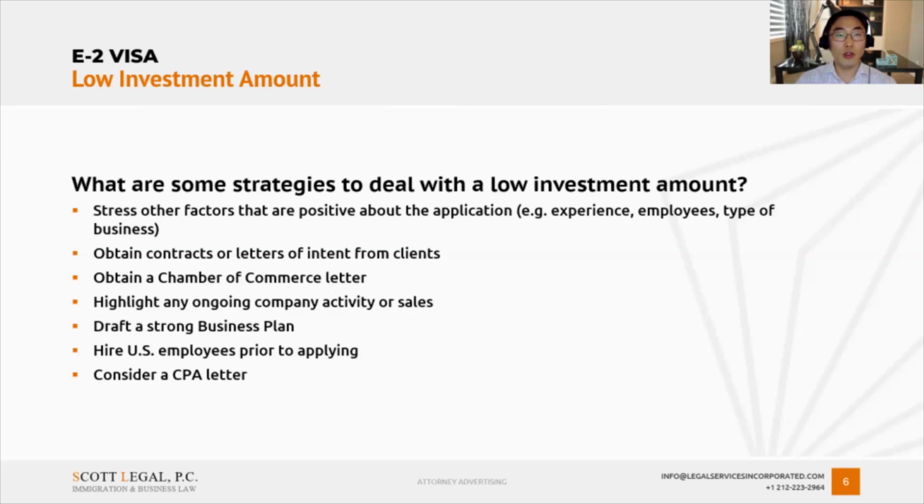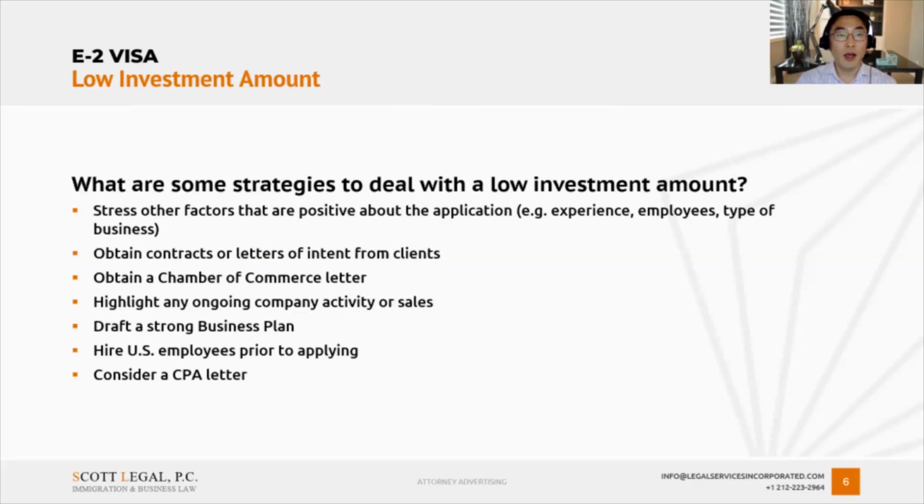Another thing you can do is show your E2 business already has demand from potential clients or business partners in the United States, such as a signed contract or MOU. A letter of intent from potential clients can be very helpful. You can also get a letter from a local chamber of commerce where your business will be located. Such a letter would help to show that your E2 business will create jobs and provide value to the community. This kind of support can make a difference in a low investment case.